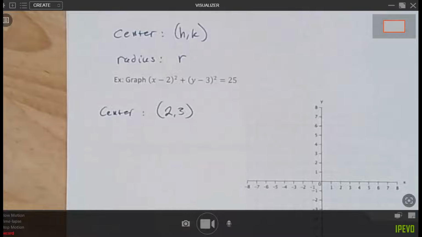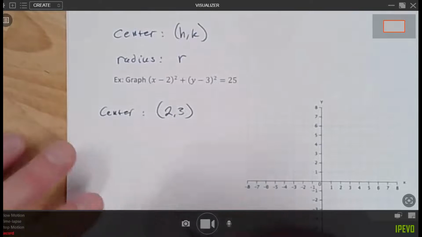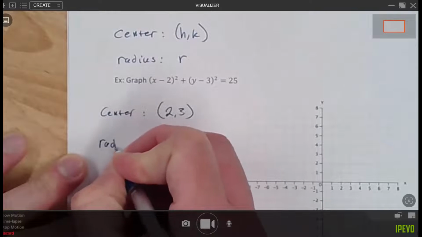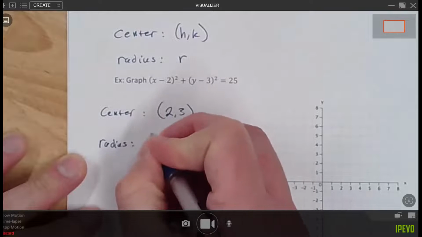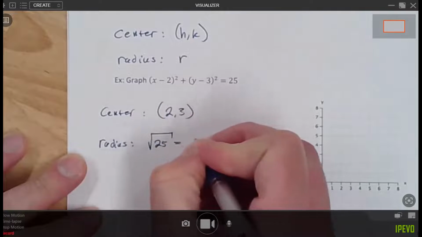But what I'm really thinking of when I'm trying to find the center of a circle is the x and y values that make the entire left-hand side equal to 0. Right? X is 2, 2 minus 2 is 0, and if y is 3, 3 minus 3 is 0. So it's always the values that don't solve the equation. 0 doesn't equal 25, but they are the values that make the left side equal to 0. The radius is the square root of 25, which is equal to 5.